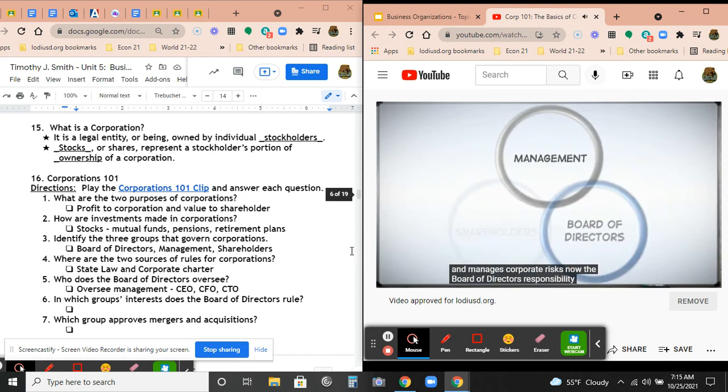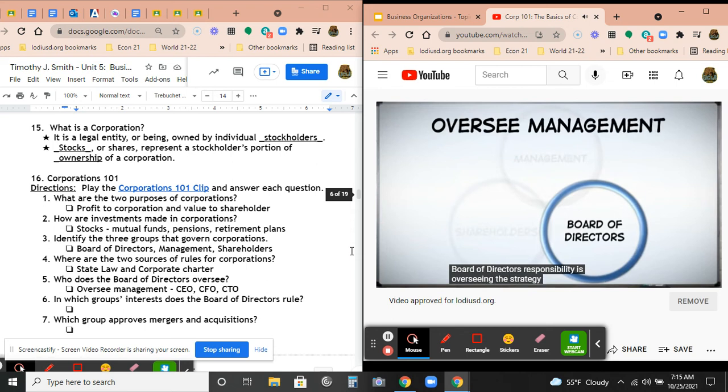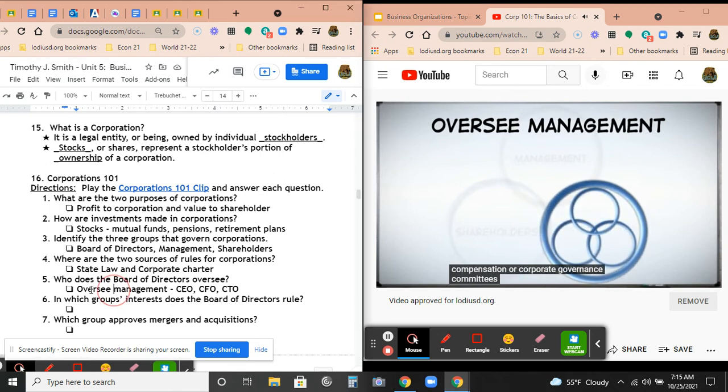Now, the board of directors' responsibility is overseeing the strategy and performance of these guys and gals, the management. Within the board are various committees designed to tackle specific issues, such as audits, compensation, or corporate governance. Committees recommend policy for approval by the entire board. But we'll talk about this more in future episodes when we explain the inner workings of boards.